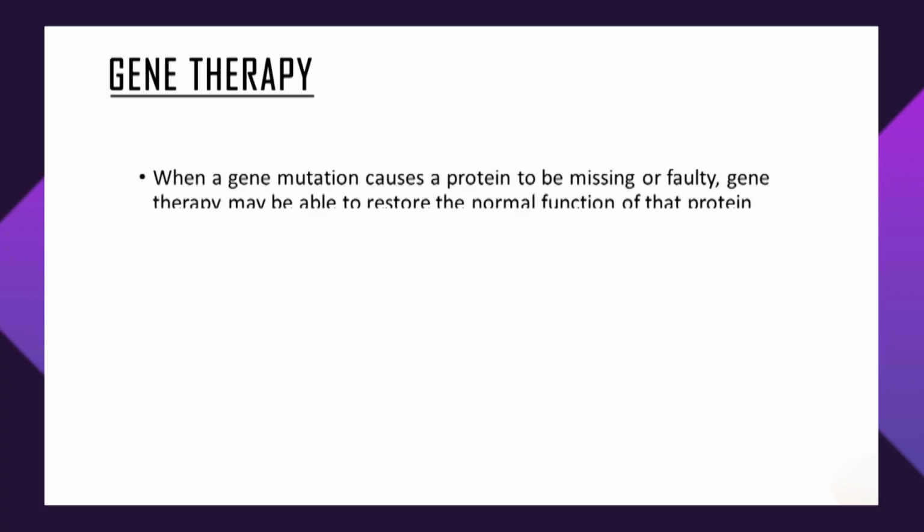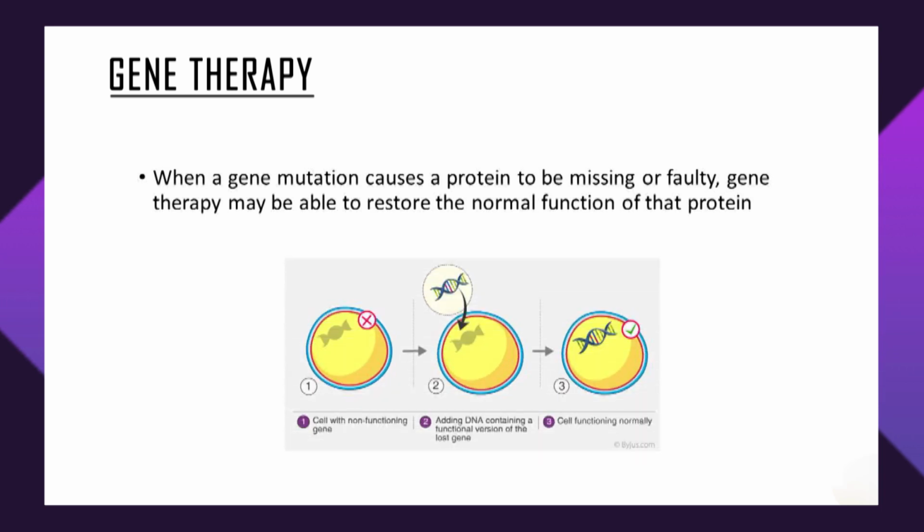You can see very clearly in this chart the different types of mutagens, how they affect our body and how we can cure it. Now, gene therapy. When a gene mutation, a permanent alteration in the DNA sequence, causes a protein to be missing or faulty, gene therapy may be able to restore the normal function of that protein.